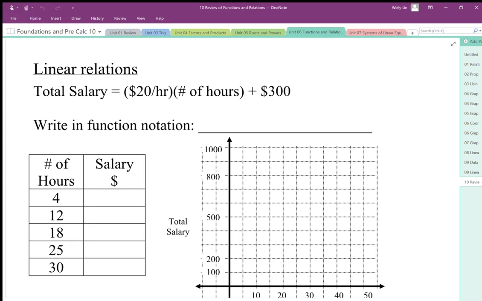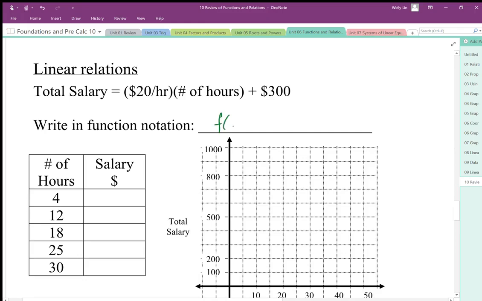Talk about linear relations, we're talking about a relationship between two quantities. So we can often find these relationships in word problems. In this case, the total salary is our dependent variable, and it's related to the number of hours, which are independent variables. So I'm going to write my equation in function notation.